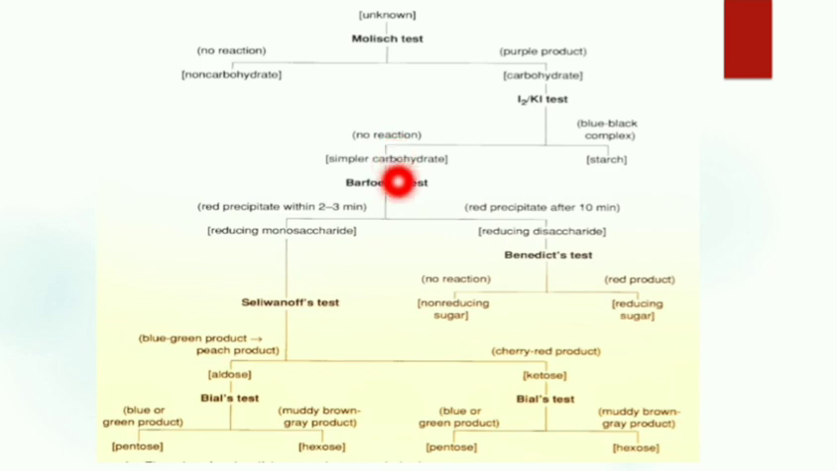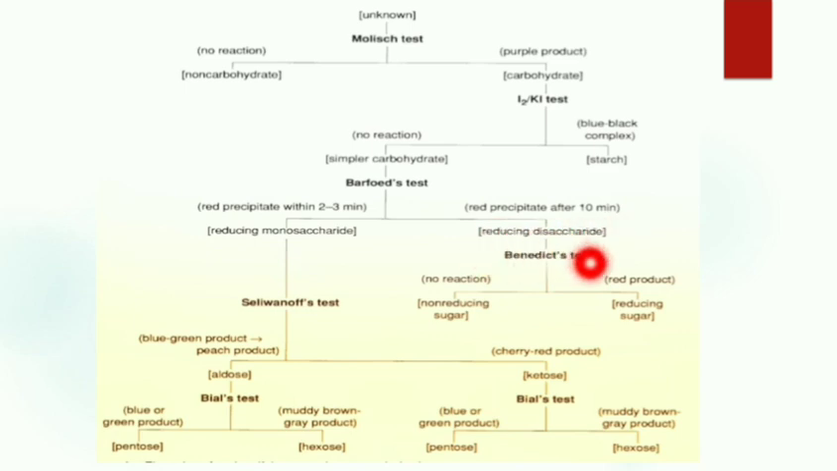For simple carbohydrates you can perform the Barfoed test. Further, if there is a red precipitate within 2 to 3 minutes, these are reducing monosaccharides. If it is a reducing saccharide, you can perform the Seliwanoff test. Then if we get the red precipitate after 10 minutes, these are reducing disaccharides.